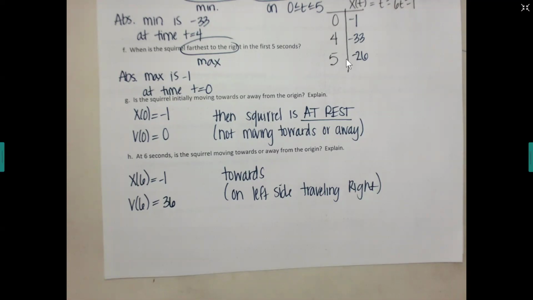Because the velocity came out to be 0, that means it can't be moving towards or away because it's not moving. That was one of your critical numbers.